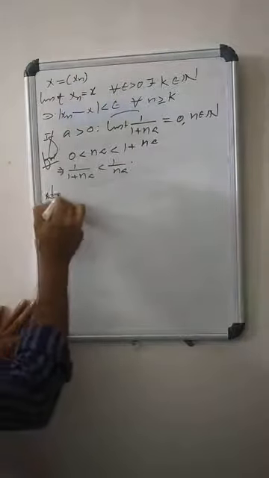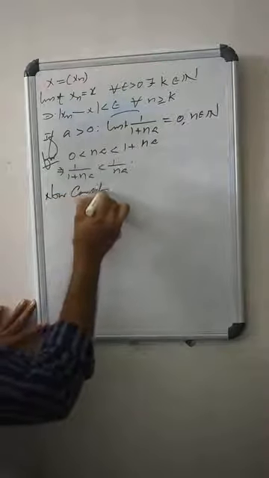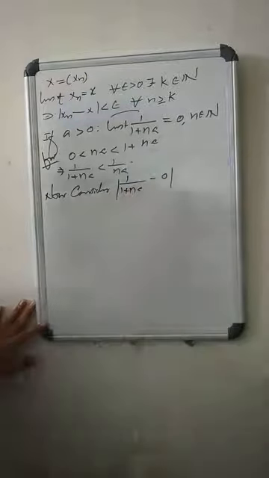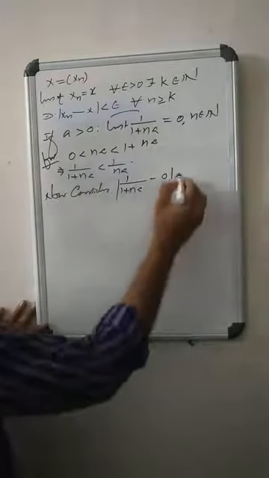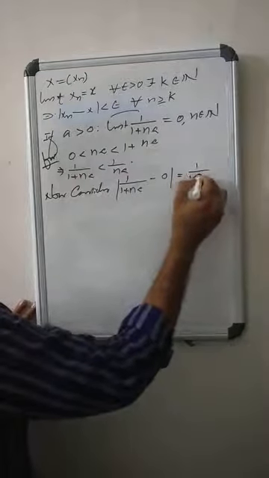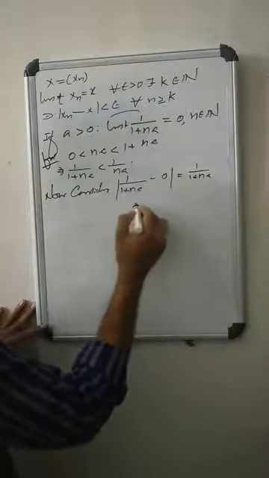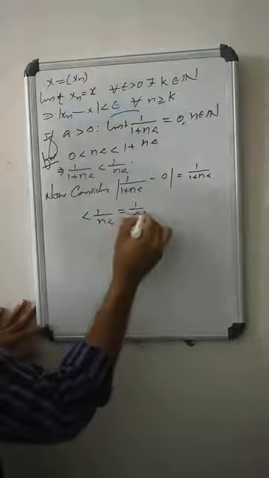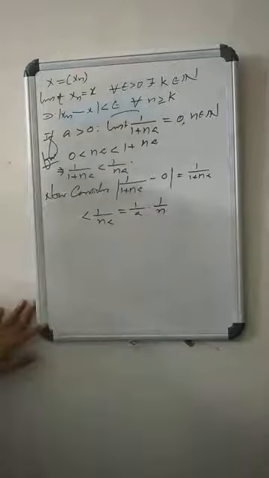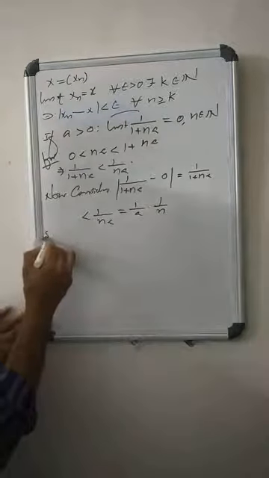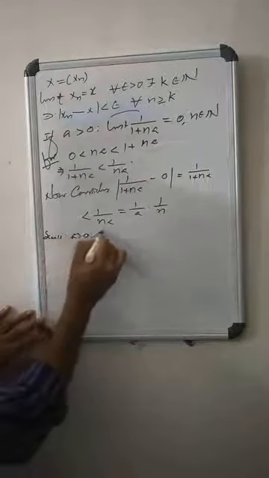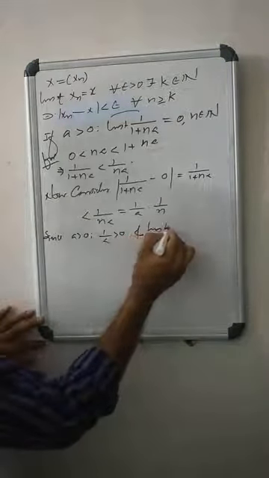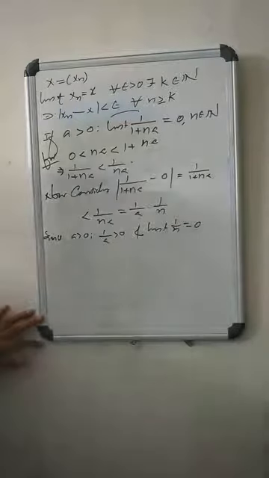Now consider the modulus of 1/(1+na) minus 0. That equals 1/(1+na), which is strictly less than 1/(na). 1/(na) can be written as (1/a) into (1/n). Since a is positive, 1/a is positive. And we already proved that the limit of 1/n equals 0.